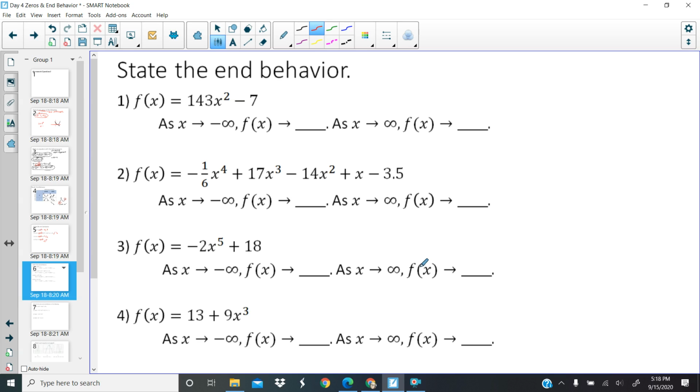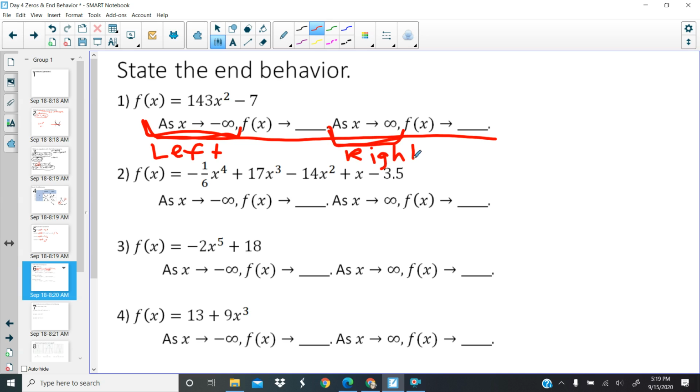So what this is saying, if you read this sentence right here, is as x approaches negative infinity, f of x approaches blank. And so what I want to talk about is, as x approaches negative infinity, that's just going to be whatever the left-hand side of your graph is doing. And then as x approaches positive infinity, that's whatever the right-hand side of your graph is doing. And just to get the notation down, I'm going to write x arrow, negative infinity.